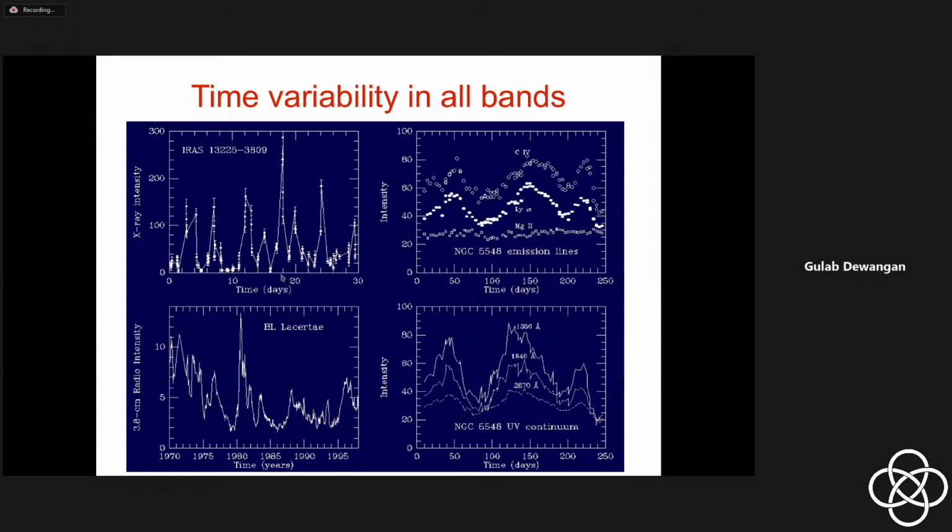Not only in the X-ray and optical UV bands, these AGNs can be very variable in the radio emission also. For example, this is the light curve of radio intensity at 38 centimeter wavelength. So you see the radio emission is also very strongly variable. So what we see is that AGNs are variable at various wavelengths. Of course, a single AGN may not be variable at all wavelengths.